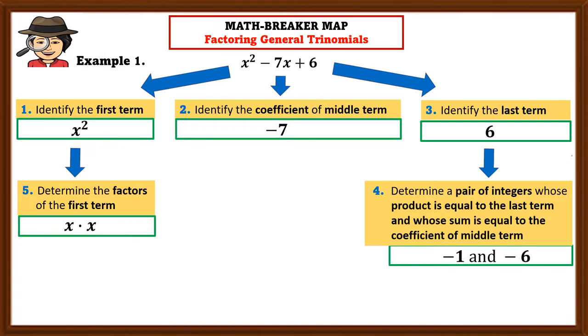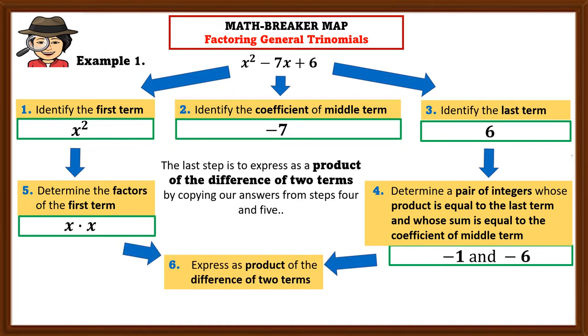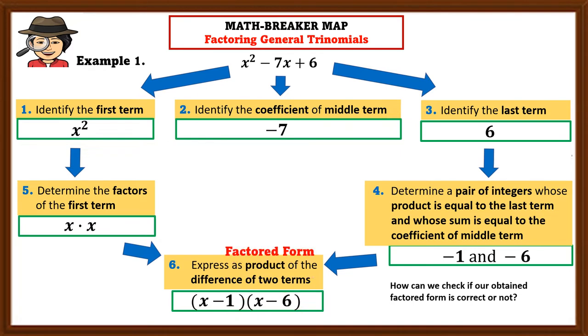For step 5, determine the factors of the first term. We have x times x. And for the last step, express as a product of the difference of two terms by copying our answers from steps 4 and 5. That is, quantity x minus 1 times quantity x minus 6.